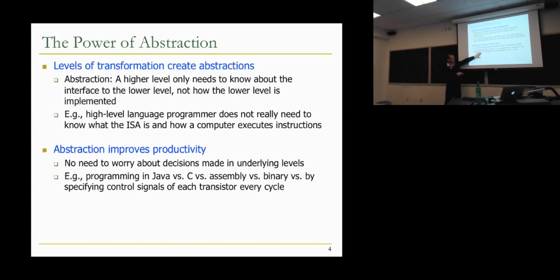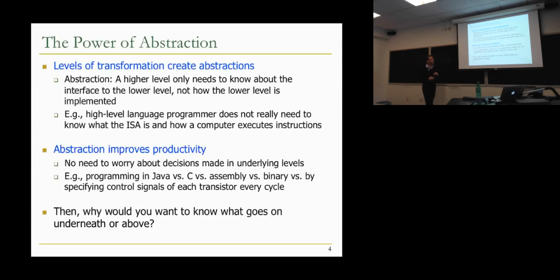But actually, binary is not the lowest level. You can actually specify the control signals of every transistor that's implemented every cycle. That's even worse. So if you didn't have that abstraction layer of assembly language, or language compiled into assembly language, which gets compiled into binary, which gets compiled into control signals, then you would have to specify the control signals of every transistor. So your productivity would go down. It would tank. So that's great. We have those abstraction levels.